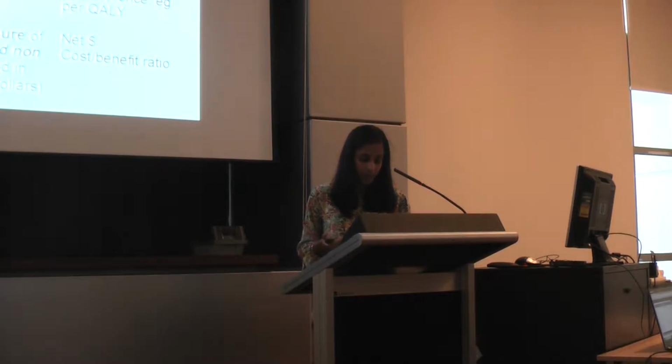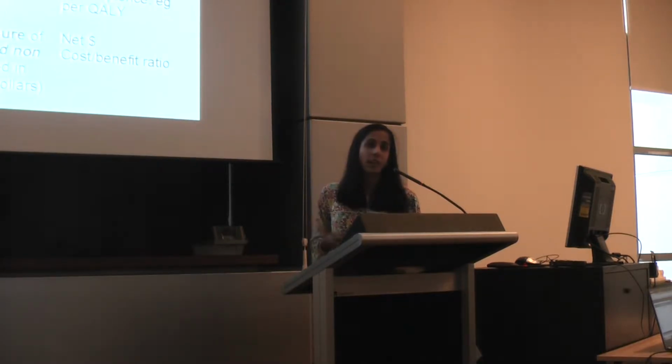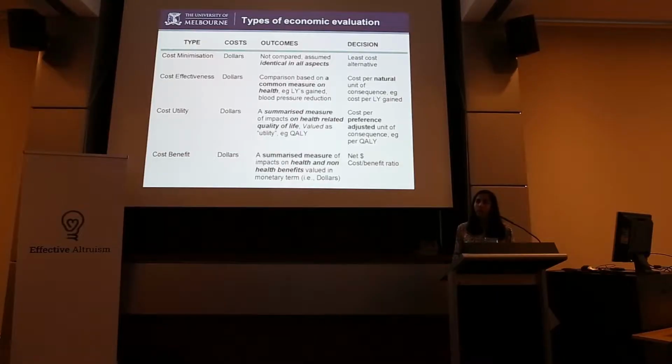So it's in terms of a natural unit that is relevant to a particular disease area, for example. Cost utility, on the other hand, takes us a little bit further in terms of our outcome measure. In this case, we're using outcome measures that you probably are familiar with, QALYs and DALYs for the most part. And I think there is going to be a session later on in this conference on QALYs and DALYs.